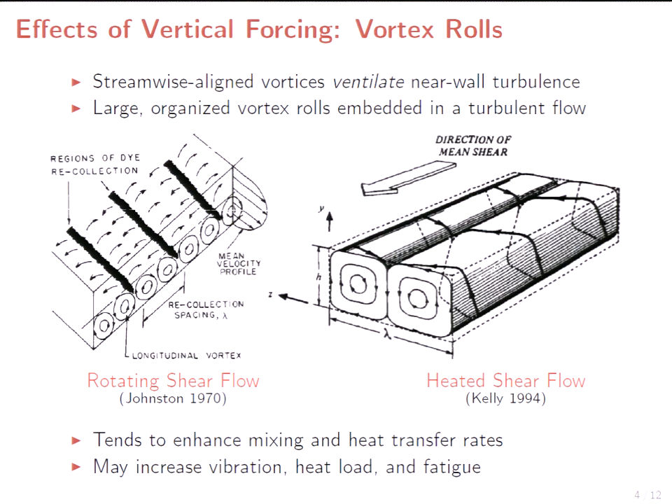Similarly, you can also have body forces and things like this that generate elongated streamwise vortices, as shown here. Like I said, these streamwise vortices ventilate the near-wall turbulence and the large-scale flow above it. What this effectively does is enhance the mixing and heat transfer in these types of flows. I'm showing just two examples, but this type of flow configuration is very generic and occurs in many physical applications.